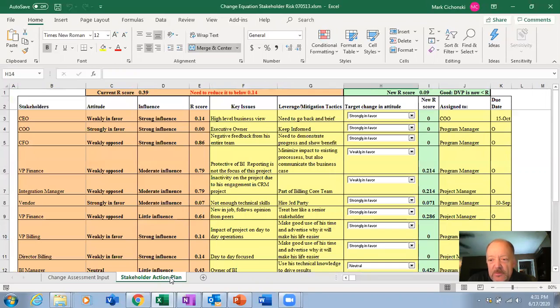And then very similar to a failure mode effects analysis, you come in here, it brings this data over, you can put in your key issues, how you're going to mitigate it, and then what the target change in attitude will be. And then over here, it'll tell you what your new R score is going to be. So we've lowered it, and now we'll be good to go, after we do all these things. So this incorporates three things: risk management, stakeholder management, and this change equation, and it uses that as a baseline to come up with this calculation.